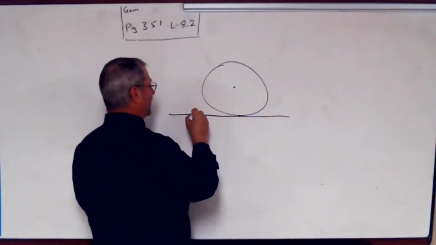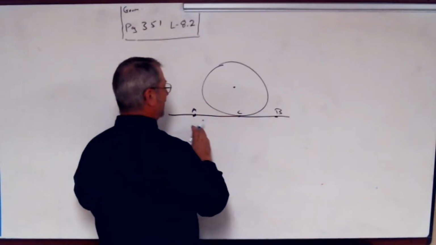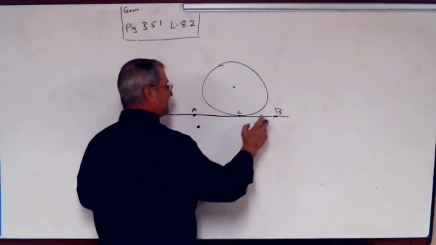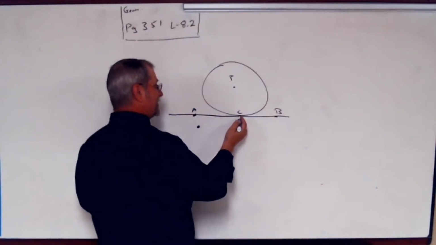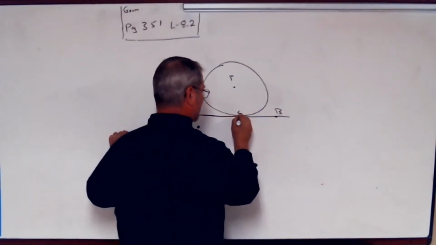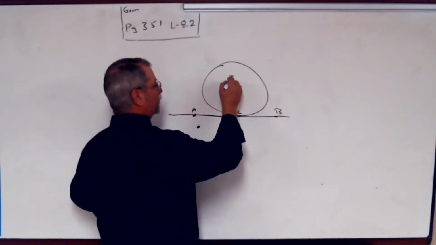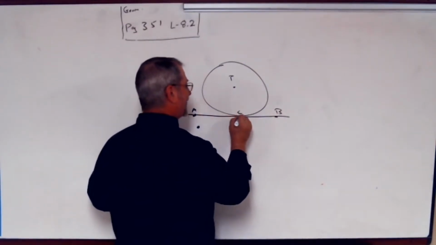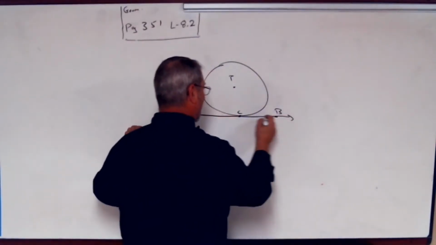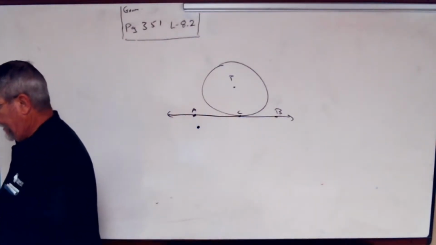What they're talking about, a tangent segment, if this is A and this is B and this is C, segment AB is tangent to circle P at point C. This is the point of tangency, C. This is a tangent line, touches at one point. Okay, so that's the first one there.